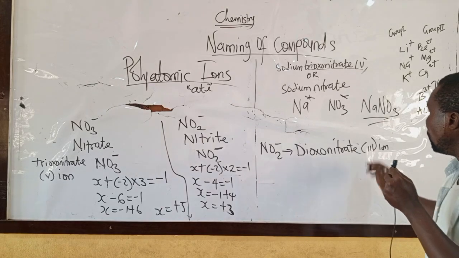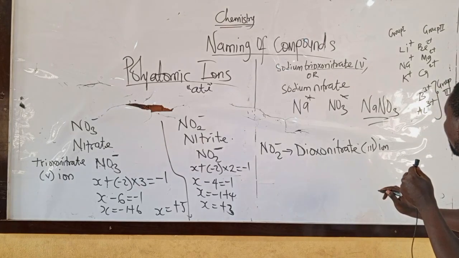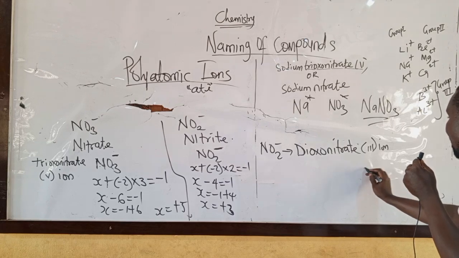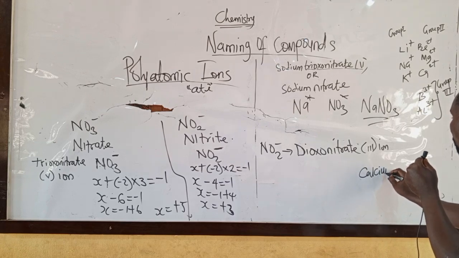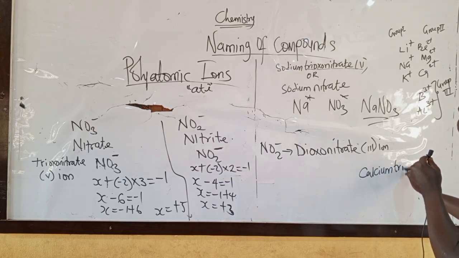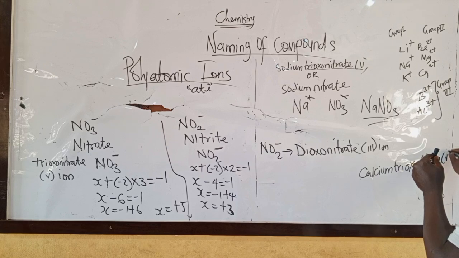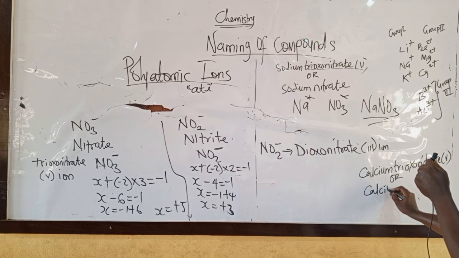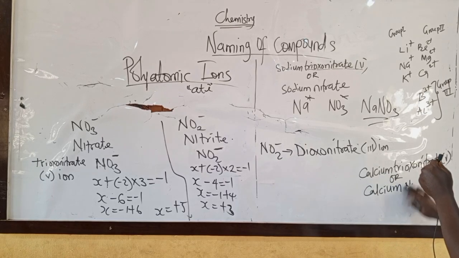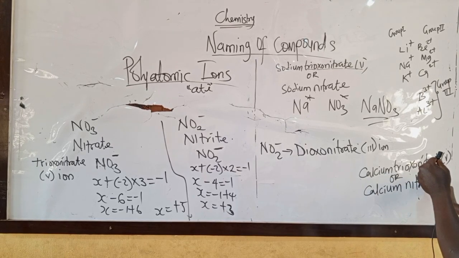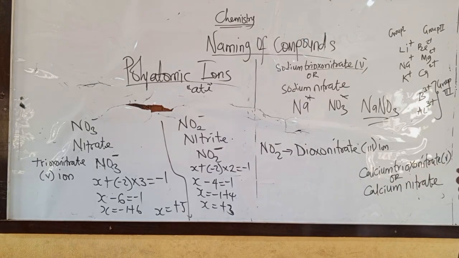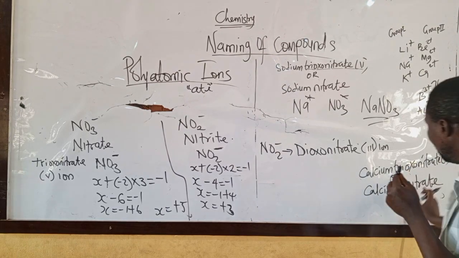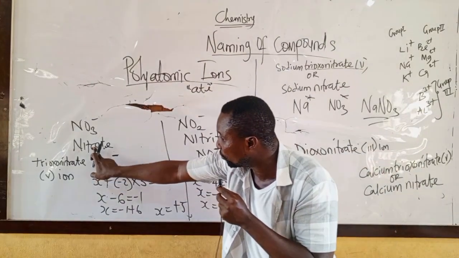NaNO3. If I say, what is the chemical formula of calcium trioxonitrate(V)? I can say calcium nitrate. It is the same thing. Trioxonitrate(V) is what? Nitrate. Trioxonitrate(V) is also known as nitrate.